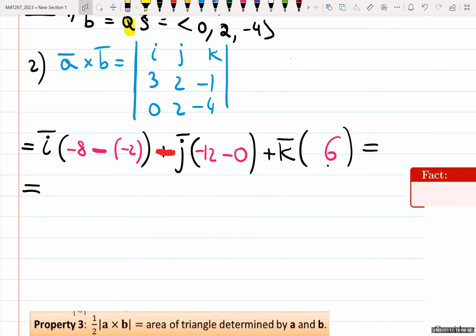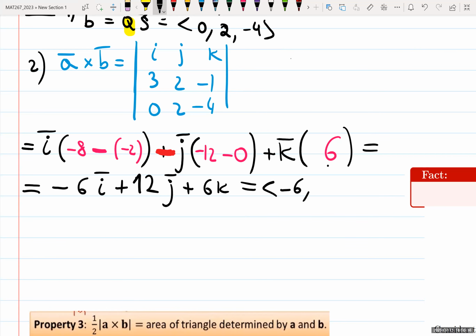Let me write down the answer. You can write it down either in the form IJK, minus 6i, and then plus 12j and plus 6k, or you can write it down as minus 6, 12, and 6. You have to be very comfortable with both notations.